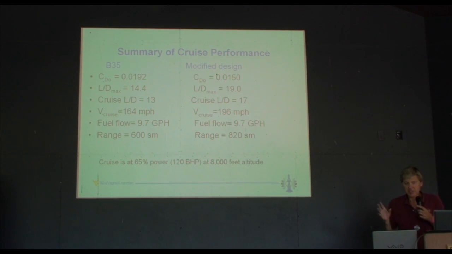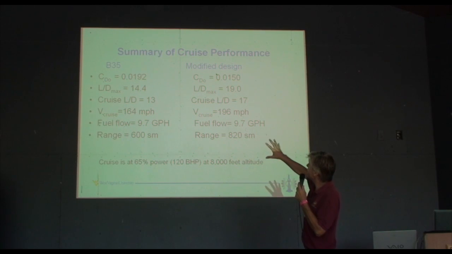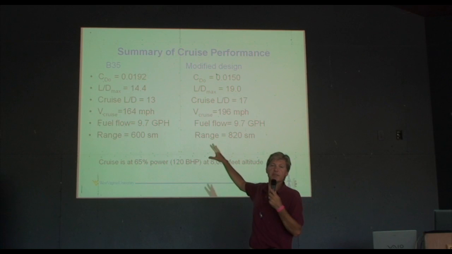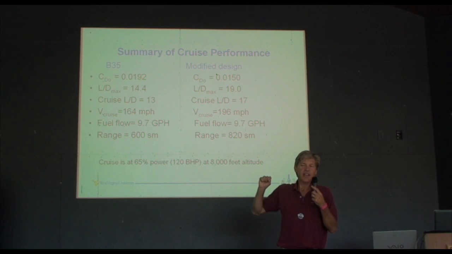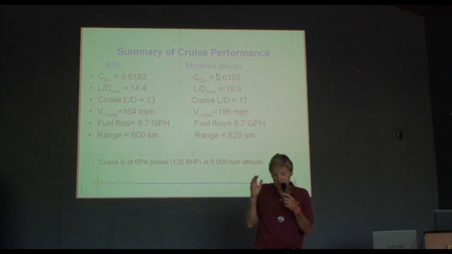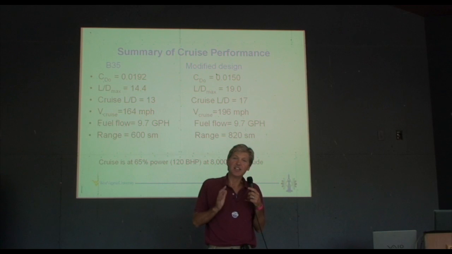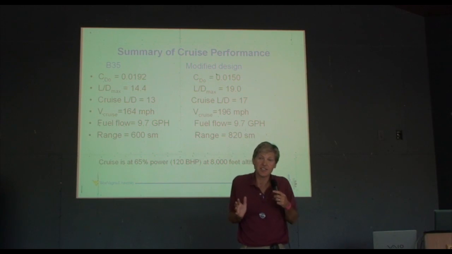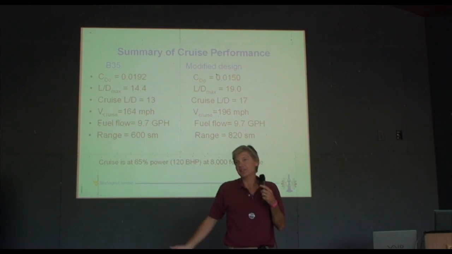Anyway, this is a summary of the overall performance. The airplane cannot cruise at its L over D max. The wing has to be way too small to do that. The wing has to be about half its original size. So instead of being 180 square feet, it's got to be less than 90 square feet. So we can't cruise at L over D max any more than any of these airplanes can cruise at their L over D max.